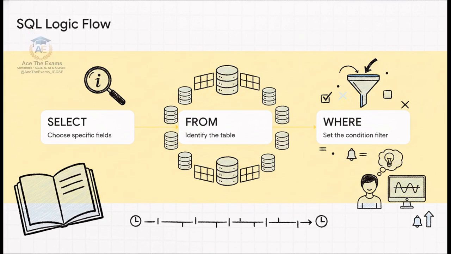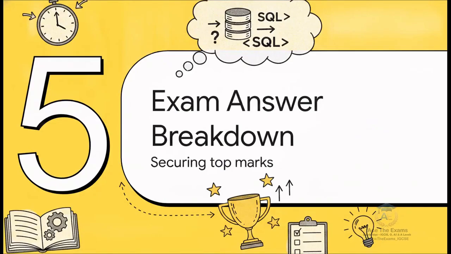If I want the price of all items over $10, I select item description price from items for sale where price is greater than 10.00. It reads just like plain English if you structure it correctly. So don't panic when you see a blank box for SQL. Just follow the blueprint. Section 5, Exam Answer Breakdown.